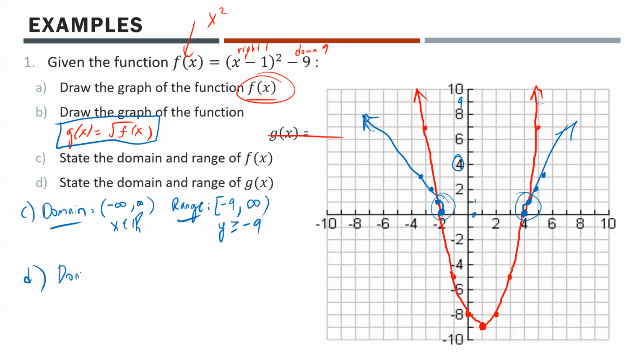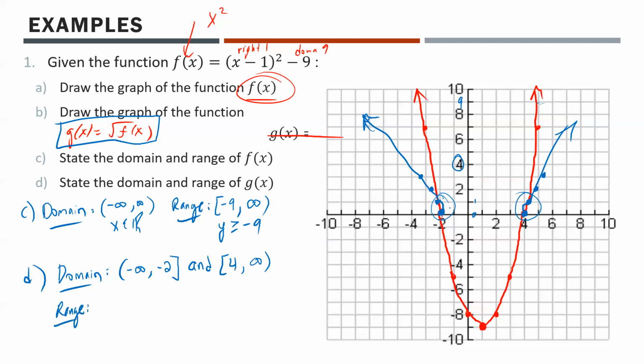My domain for that blue graph is going to be negative infinity to negative 2 inclusive, so square bracket, and square bracket again, 4 to positive infinity. So what this means is we go from negative infinity to negative 2, and then after a little bit of a pause, we go from 4 to positive infinity. There you go.